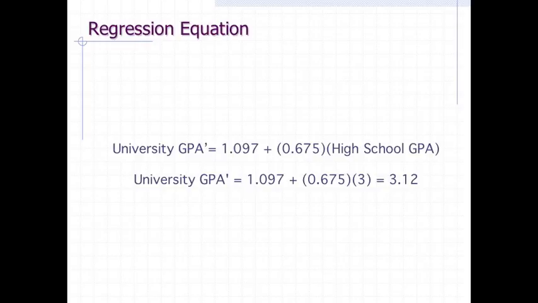The regression equation for this line is shown here. The calculation shows that a student with a high school GPA of 3.0 would be predicted to have a university GPA of 3.12.